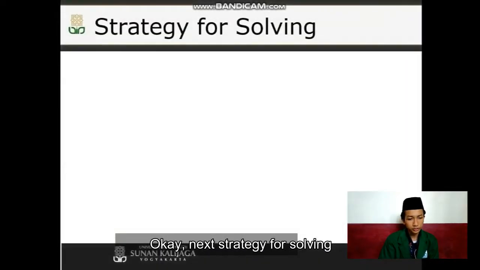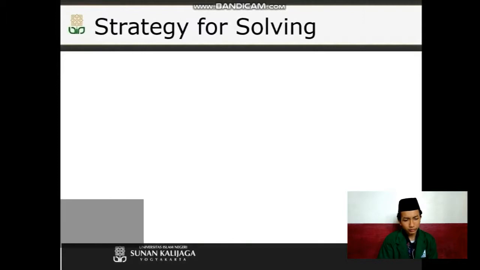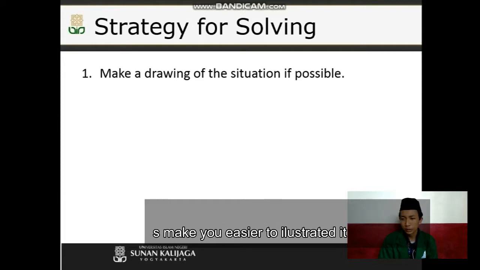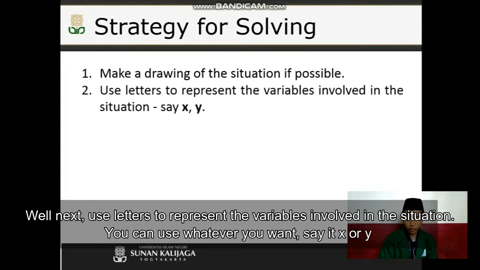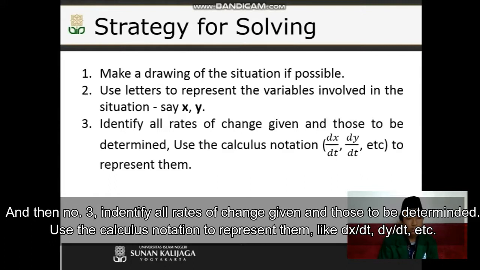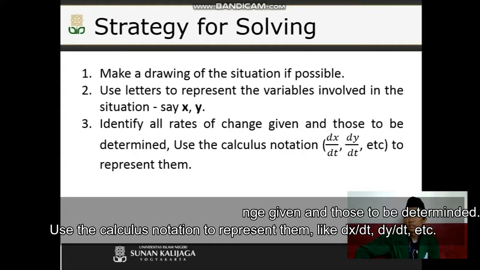Okay, next, strategy for solving. The first strategy is to make a drawing of the situation if possible. It makes it easier for you to illustrate it. Next, use letters to represent the variables involved in the situation. You can use whatever you want, say x or y. Then number 3, identify all rates of change given and those to be determined. Use the derivatives to represent them, like dx over dt, dy over dt.